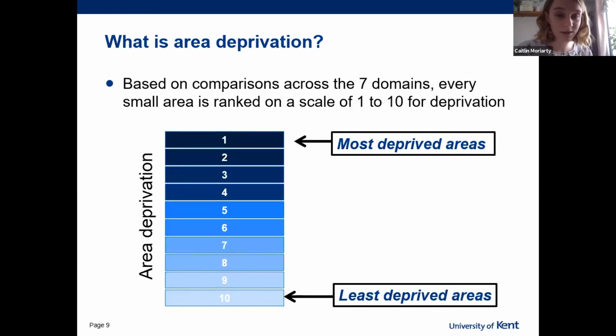So, based on these comparisons across the 7 deprivation domains, the small areas are categorised into 10 groups, and these groups are called deciles. These deciles are ranked from 1 to 10, decile 1 being the most deprived areas in the UK, and decile 10 being the least deprived areas in the UK.